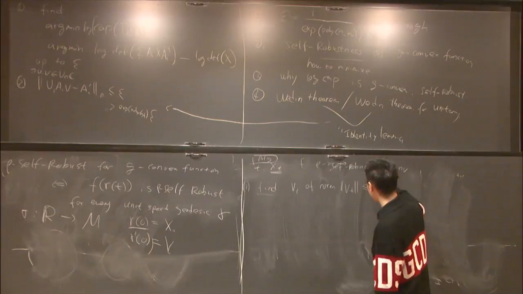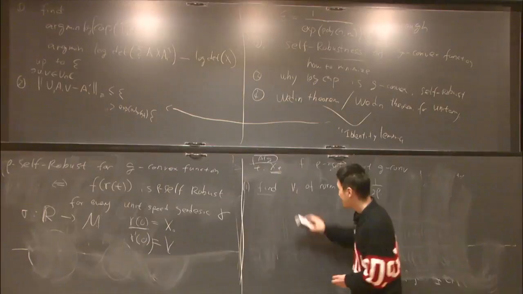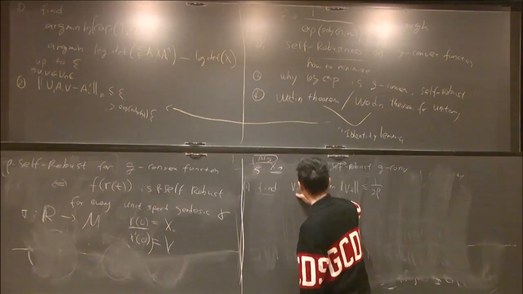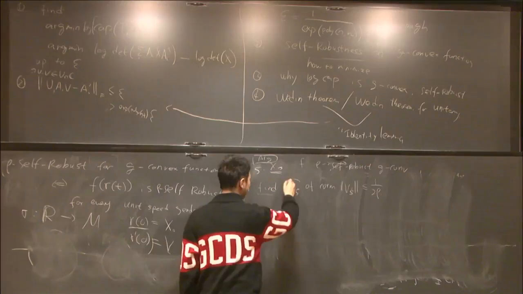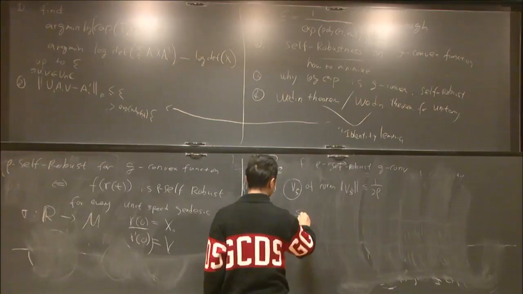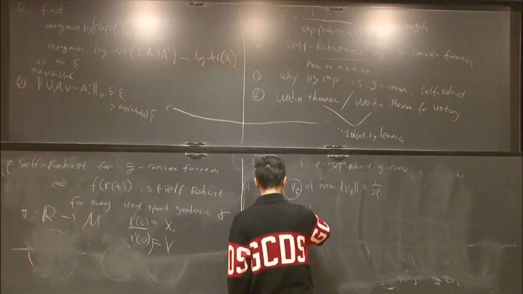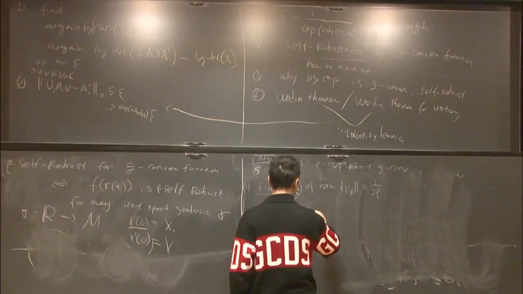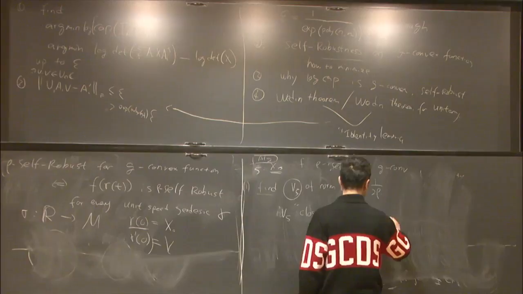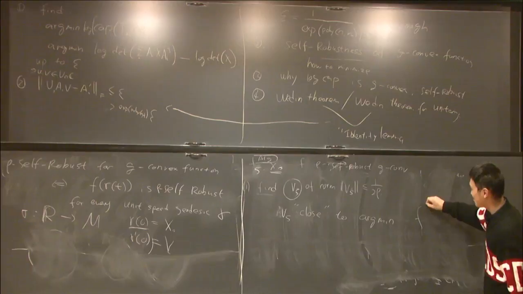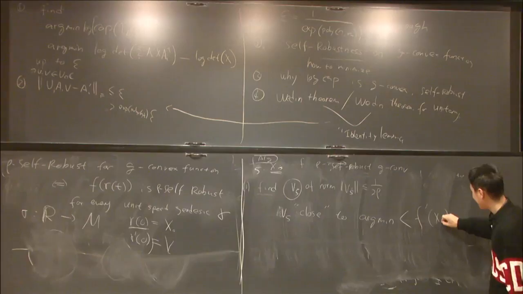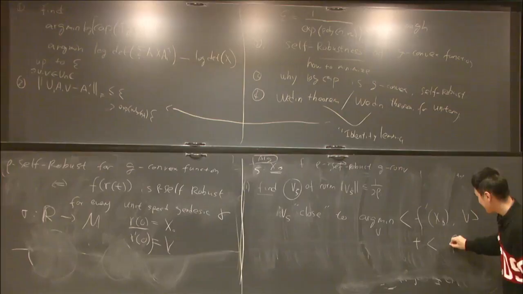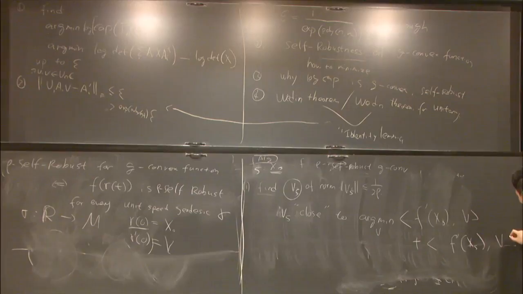Vt is a bad name, so use s for your parameter. You want to find the V of norm at most 1 over 2 rho such that Vs is close, I will define it later, to the arg min of the following thing: F prime at xs product with V, plus the F double prime at xs, the Hessian, product with V tensor V.